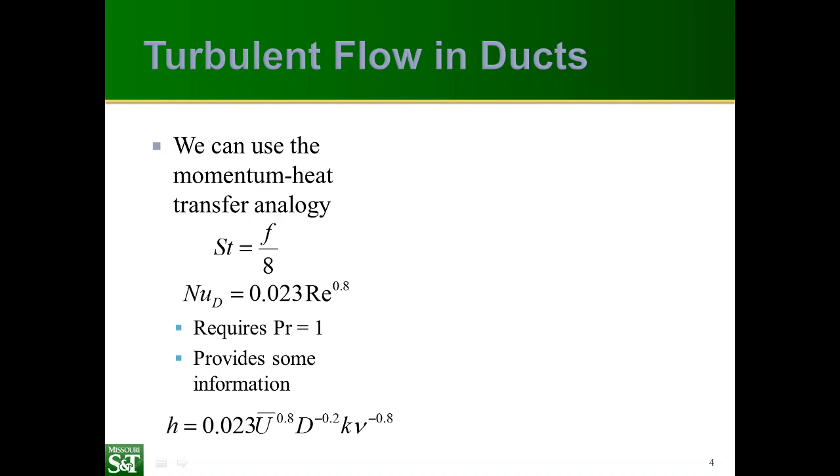So for a given flow rate, increasing diameter will also decrease the velocity because you're specifying a mass flow. So if you increase the flow area, the velocity is going to decrease. And when that happens, the value of h will decrease. So small tubes with very high velocities will give you the highest heat transfer coefficient.